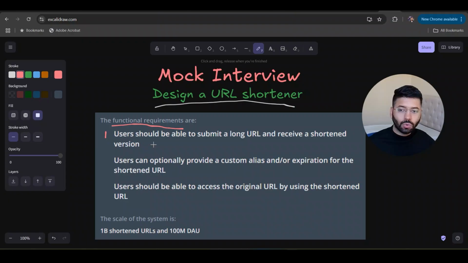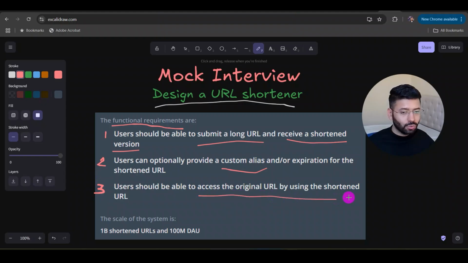Okay, the first one is user should be able to submit a long URL and receive a shortened version. So as this is a URL shortener, of course you want to give a long URL, the complete URL to the system, and it should be able to return you a short URL for that. Number two, users can optionally provide a custom alias or expiration for the shortened URL. So this system also allows customization of the short URL. Number three, users should be able to access the original URL by using the shortened URL. So whenever you hit the short URL, it should redirect to the actual long URL.